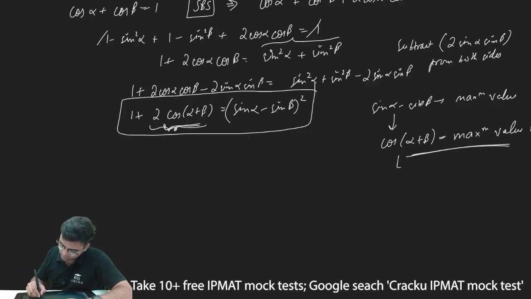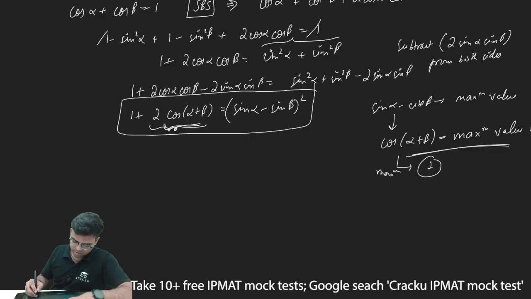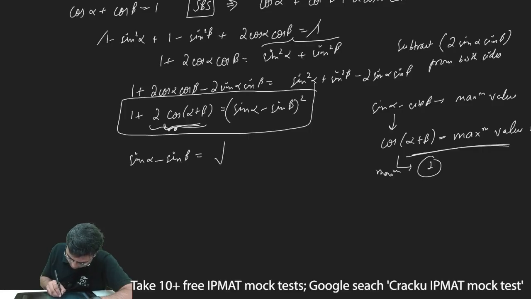What is the maximum value of cos alpha plus beta? For any cos, the maximum value is 1. So thus I can say, solving this further, I can write sine alpha minus sine beta is equal to under root of 1 plus 2 into cos of alpha plus beta.